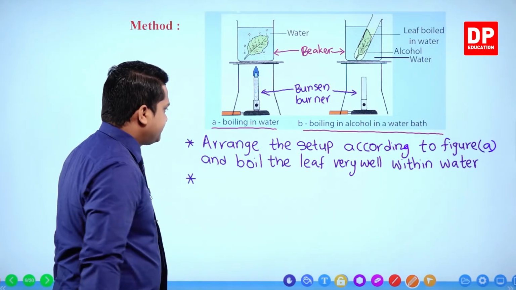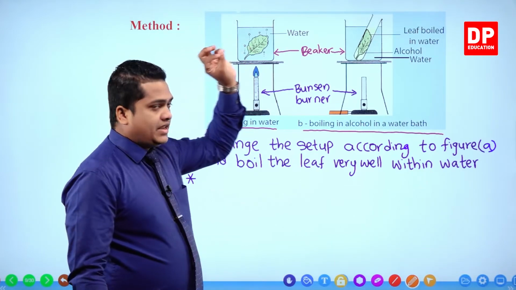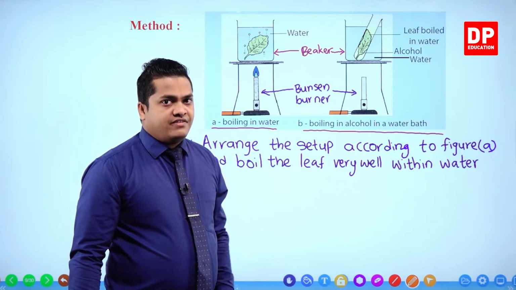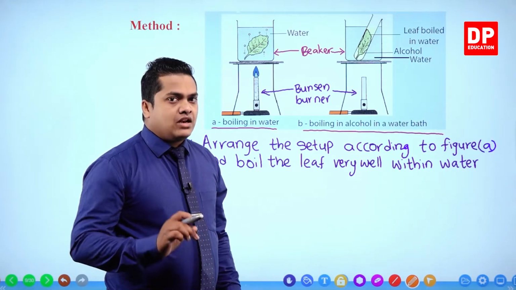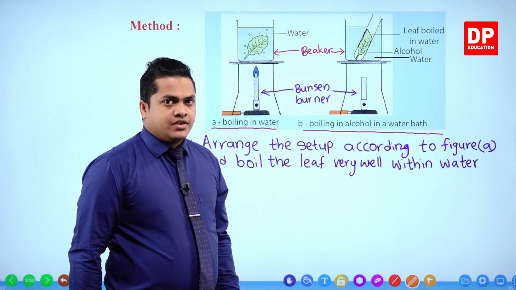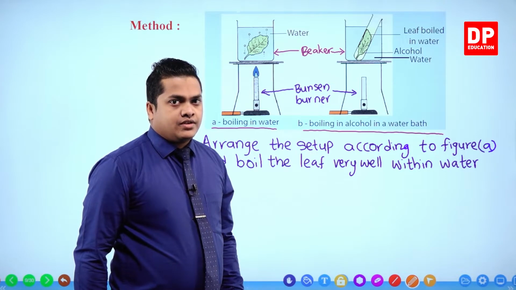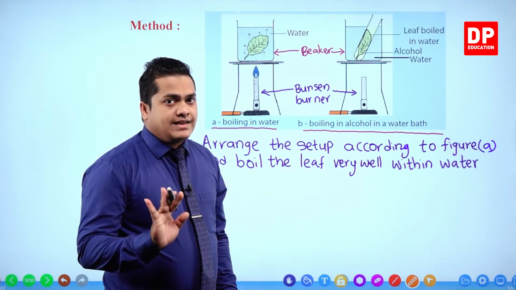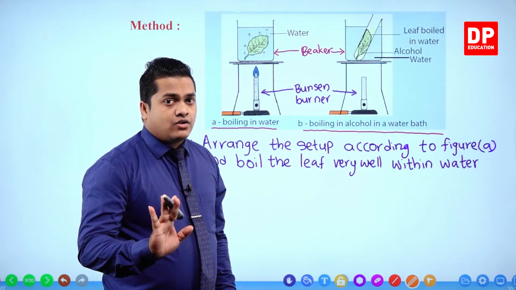Next step. Then we have to remove the leaf and place it in the boiling tube. Then we have to put some alcohol solution into it. But don't directly heat alcohol. We can't directly heat alcohol, my dear children.